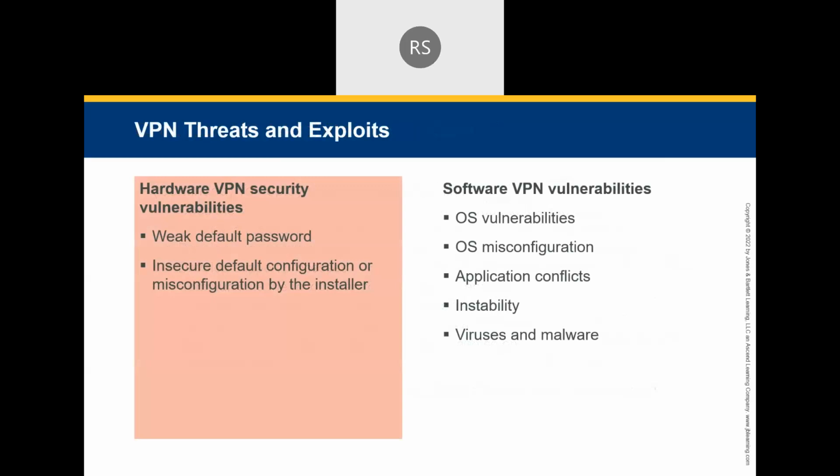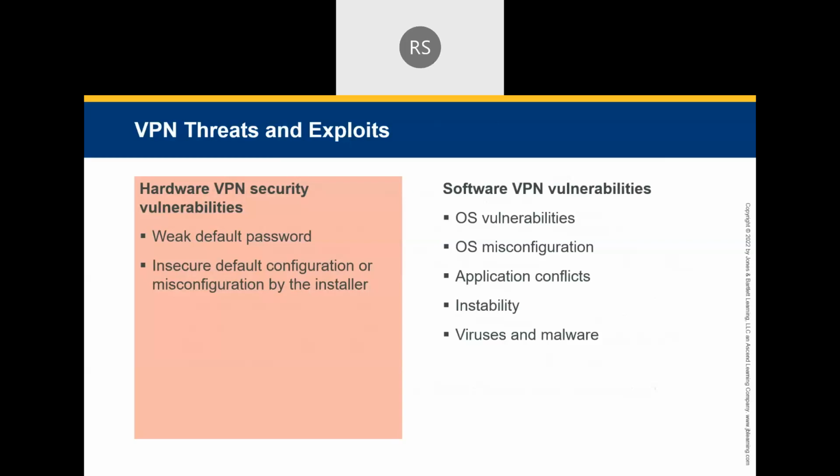You can also have insecure default configurations or misconfigurations by the installer. Incorrectly configured VPN hardware can lead to vulnerabilities that attackers may exploit to gain unauthorized access. Now, on the software side of the VPN vulnerabilities, you may have an operating system vulnerability, which can be exploited by attackers to compromise your system. You can have incorrectly configured operating system settings that may create a security weakness that attackers can exploit.